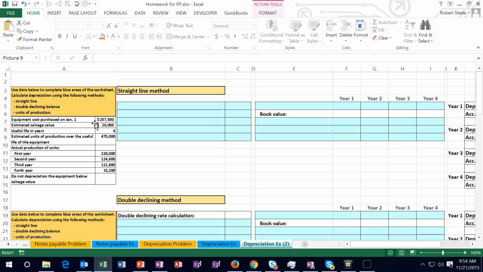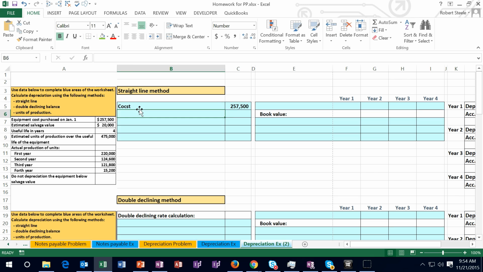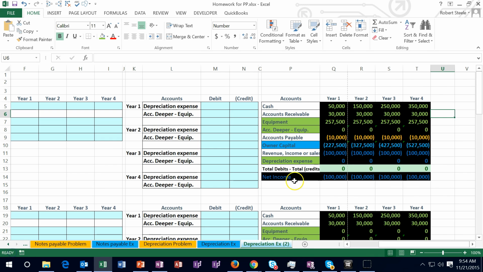So if we're going to think about depreciation, the straight line method is usually the easiest method to think about. If the equipment went on the books for a certain amount, in this case $257,500, the cost would be $257,500. If we were to look at a trial balance, we would see the equipment on there at the $257,500 purchase price, whether we paid cash for it or not. And that would be what the value is on the books.